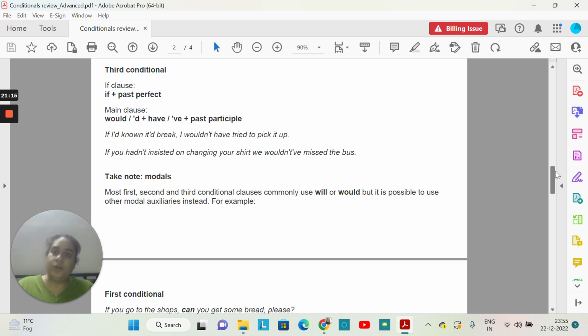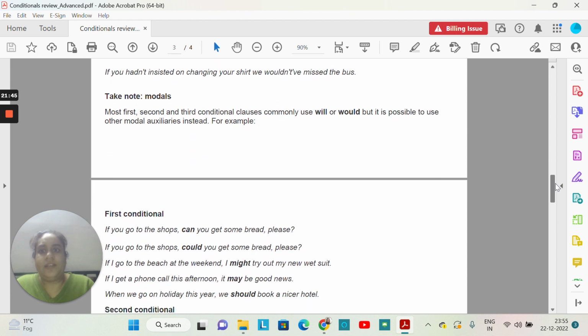If I had known it would break, I wouldn't have tried to pick it up. I would not have tried to pick it up. If you hadn't insisted on changing your shirt, we wouldn't have missed the bus. It is just that simple. Actually, after shirt, there's a mistake over here. There should have been a comma. I'm really sorry about that. So please remember, if you hadn't insisted on changing your shirt, comma, we wouldn't have missed the bus.